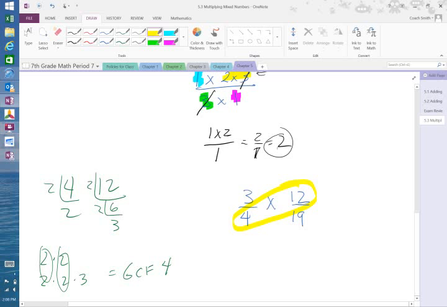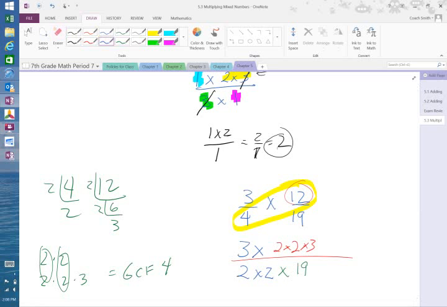Okay, well, to do that, you would have on top, if you use the prime factorization method, 3 times 2 times 2 times 3. Let me make those X's. Okay, that represents that number. And then on bottom, you would have 2 times 2 times 19. Okay, this 2 times 2 represents that 4.